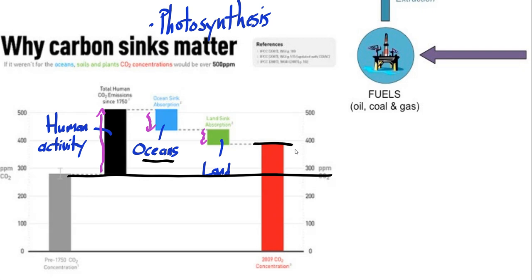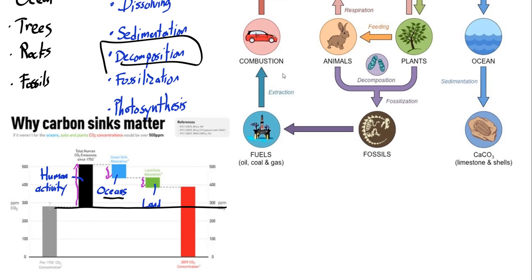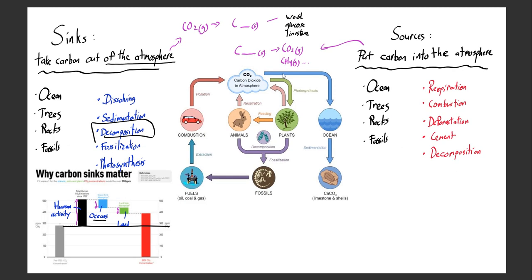That is something that is noticeable, something that is worrying. But if we didn't have these sinks functioning, that level would be way higher. It would be over 500, which would be an even bigger disaster than we're currently facing. Okay, so carbon sinks are anything that takes gaseous carbon and puts it into a solid or sometimes liquid form, and a carbon source does the opposite, puts it back into the atmosphere.